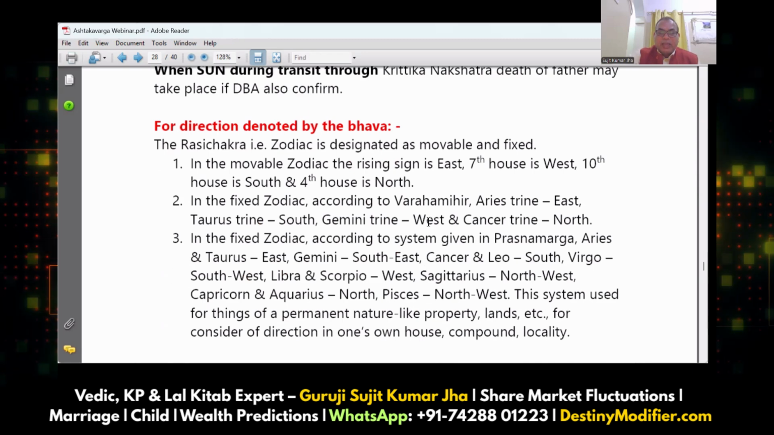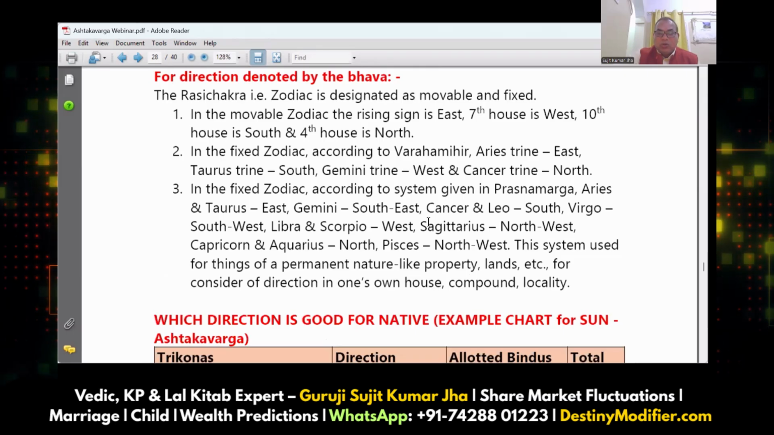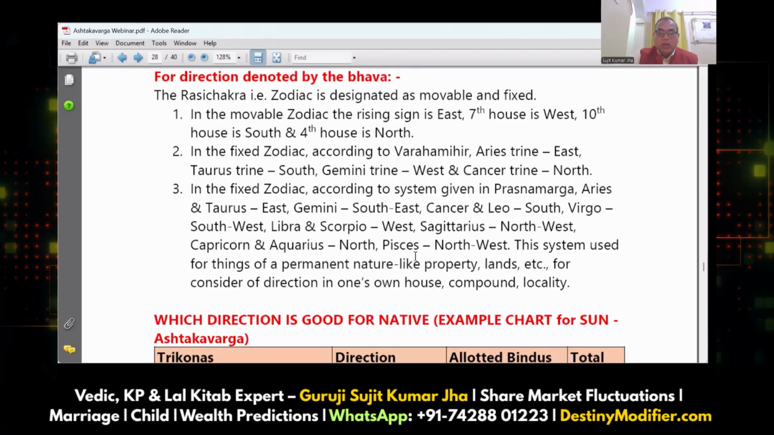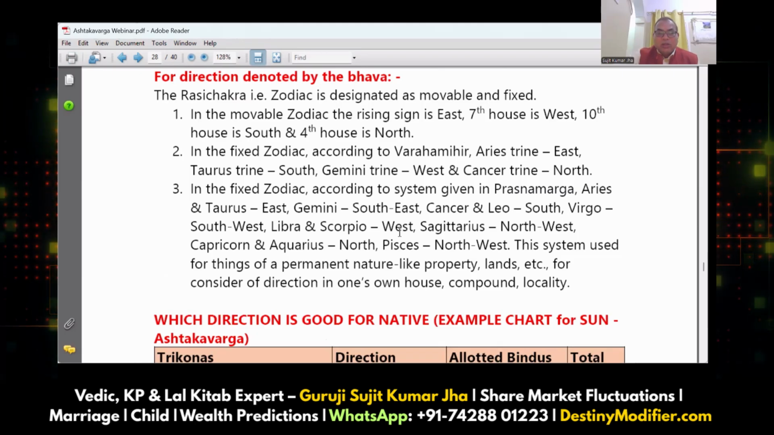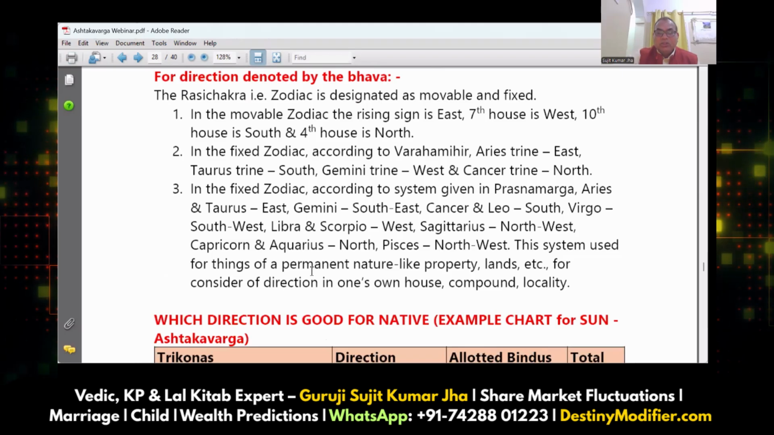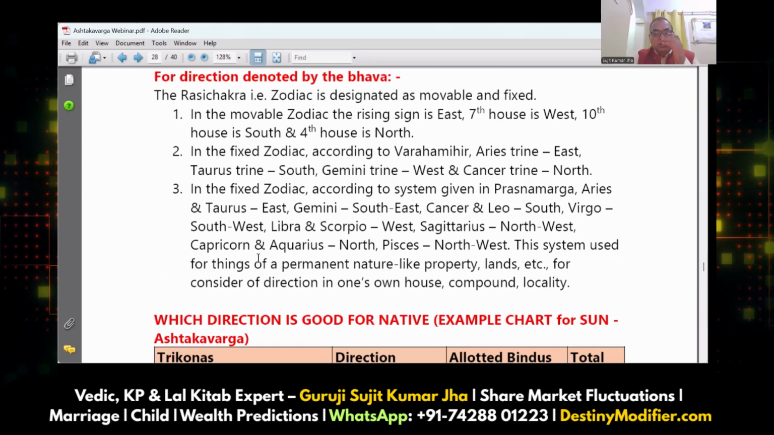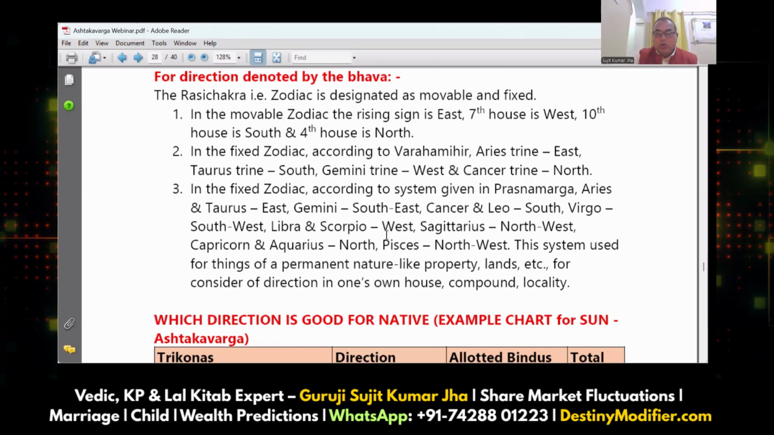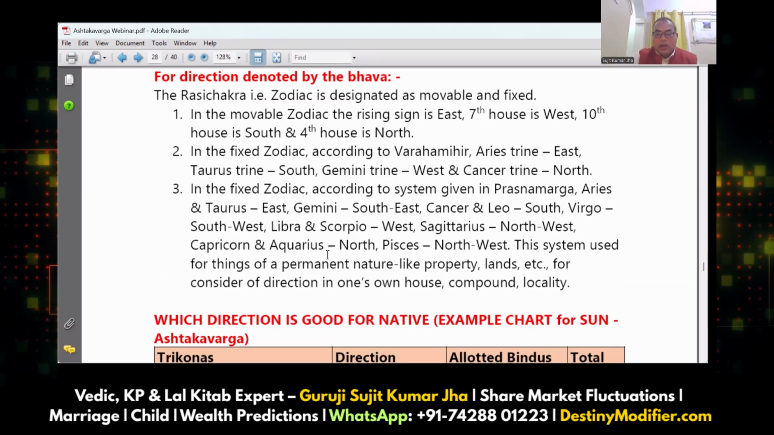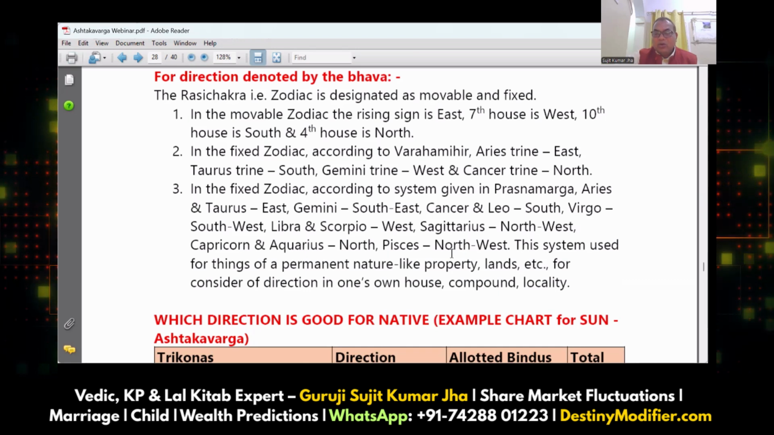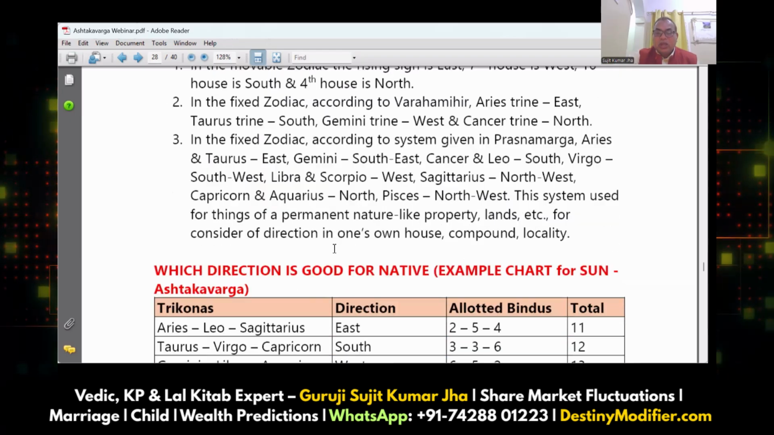So every zodiac sign has been given a direction. Aries and Taurus are east direction. Gemini is southeast. Cancer and Leo are south. Virgo is southwest. Libra and Scorpio are west direction. Sagittarius is northwest. Capricorn and Aquarius are north. Pisces is northwest. So these directions are used to keep related items.